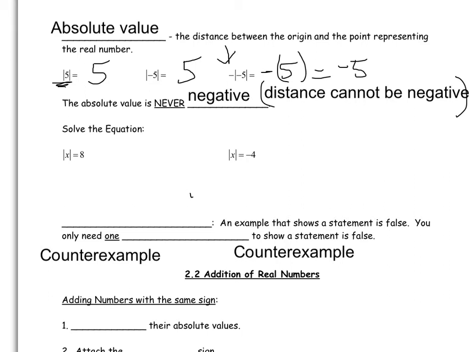Now, it's a little different here when we're solving an equation. Here we have the absolute value of x equals 8. In other words, what number will work for x to make that statement true? There are two possible solutions. One is the obvious solution of 8, because 8 is 8 units away from 0 on a number line. But the solutions are 8 and negative 8, because negative 8 is also 8 units away from 0 on a number line.